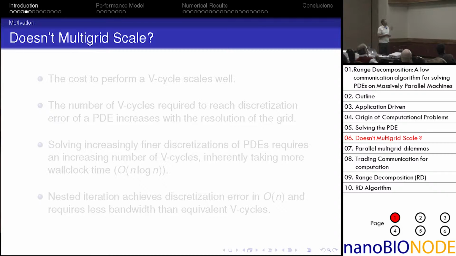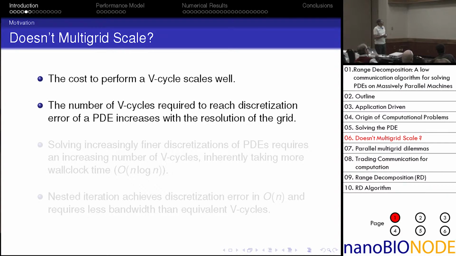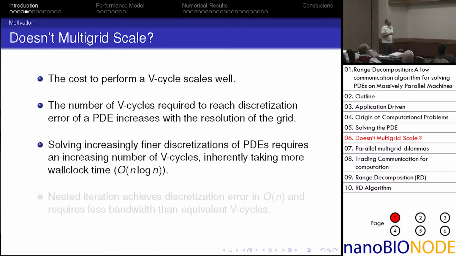Doesn't multigrid scale? Well, just the V-cycle scales in some sense. The cost to perform a V-cycle scales well. But if you're going to a finer and finer grid, and you start on the finest grid, you're going to have to take more V-cycles because you have lower discretization error, so you have to take more. So really, that has to get in. It's an extra log, right? Solving on increasingly finer discretizations requires an increasing number of V-cycles, so you get order n log n.